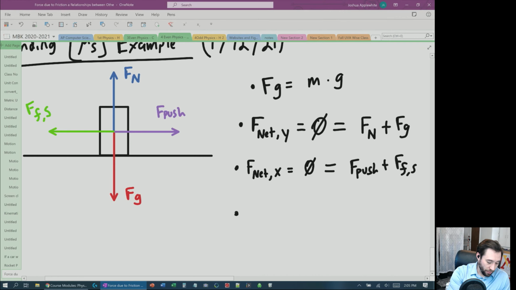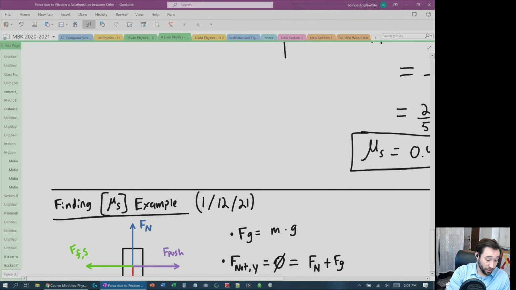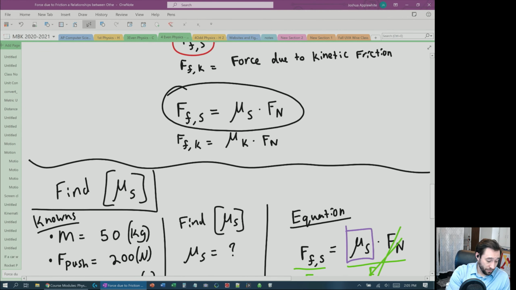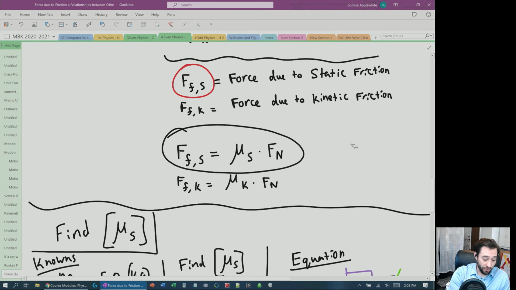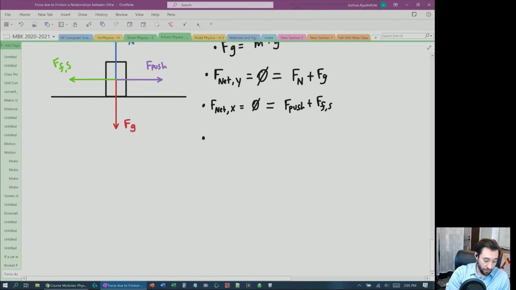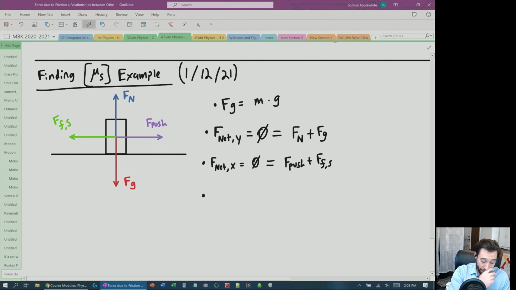And then from last class, when we were talking about friction, I gave you guys the equations for force due to static and kinetic friction. Since we're dealing with friction here, I'm going to write down that equation. Since we're dealing with static friction, the force due to static friction is just going to be mu sub s, which is the coefficient of static friction, which is what we're looking for, multiplied by the normal force. Okay?